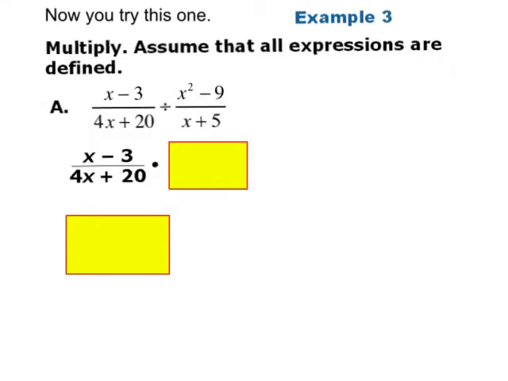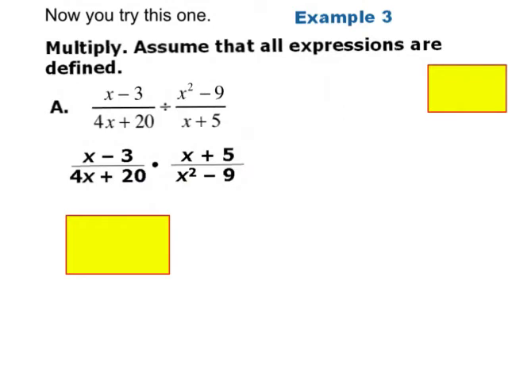This one, what do we see? Well, guess what? We see division. So, what's the very first thing we're going to do? Well, if you said keep flip change, you are correct. So, we're going to keep the first rational expression the same. I'm going to flip the second rational expression, and I'm going to change this division sign to a multiplication sign. All right, so here it looks just like that.